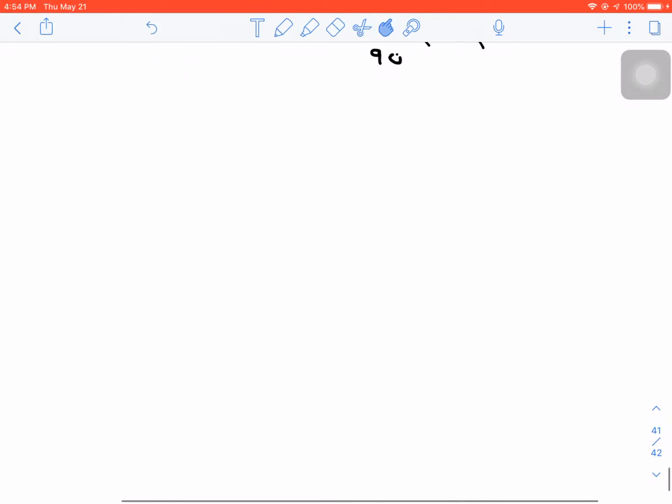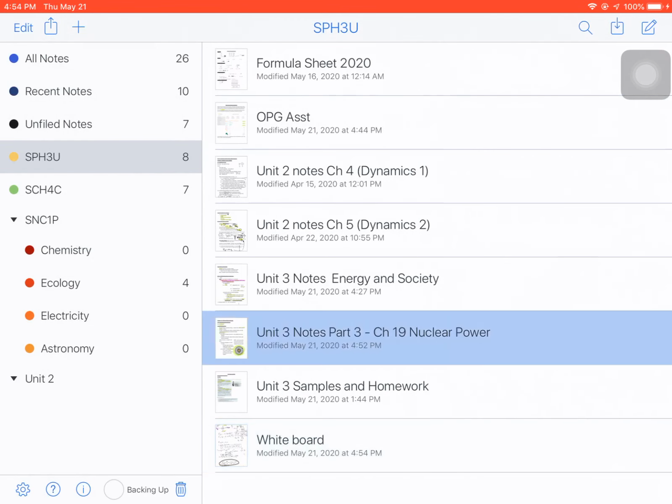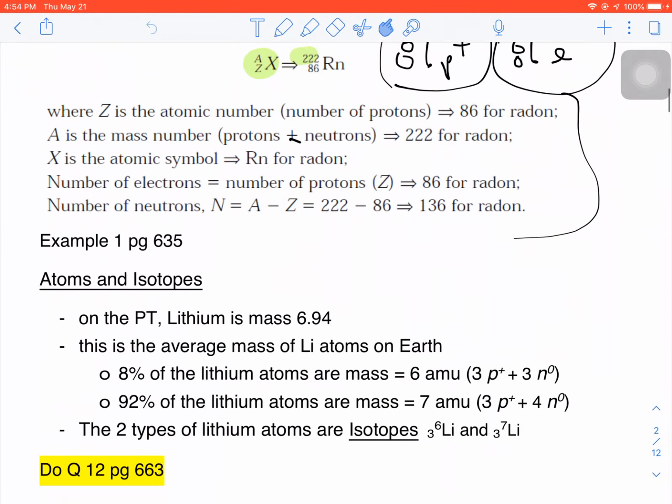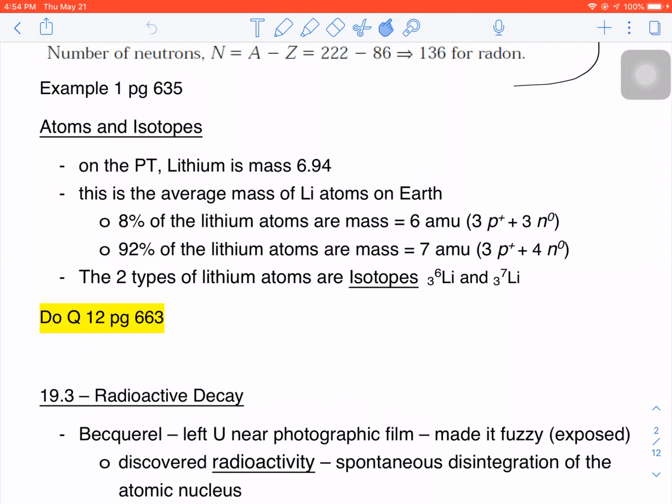So, let me go back to my notes. If I look on the periodic table, I see the element lithium, and lithium has a mass of 6.94. You think, how can it be 6.94? It's got to be a whole number, because every proton has a mass of 1, every neutron has a mass of 1. The combination of those should give me a mass which is a whole number, because the electrons basically don't contribute to the mass. So lithium can't be 6.94.